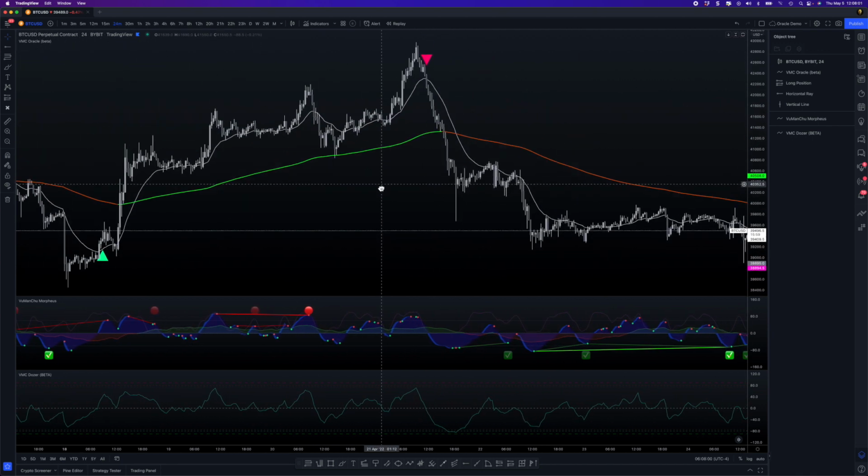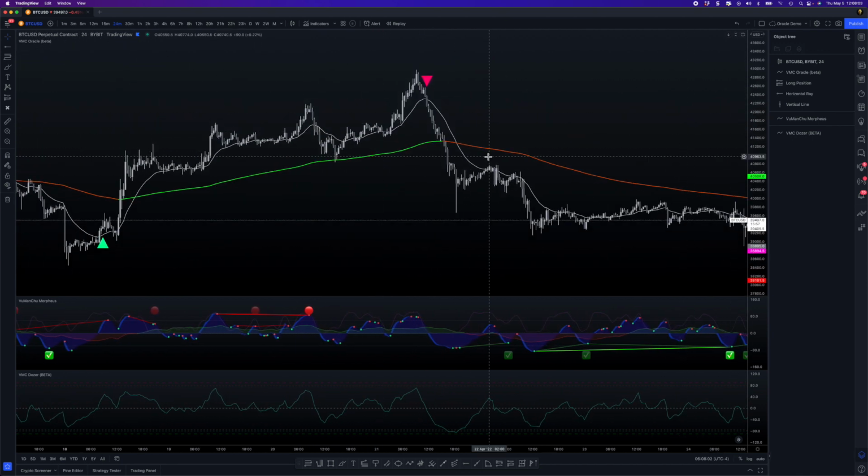So this was a nice short. Now, one thing I want to mention is if the price has been going up consistently and then you start receiving the short signal, that is typically a good sign, because if the price has been going down consistently and then you receive a short signal, you really got to look and see what Morpheus and Dozer are saying. In this particular case, the price has been going up. It's kind of getting to the end of that momentum.